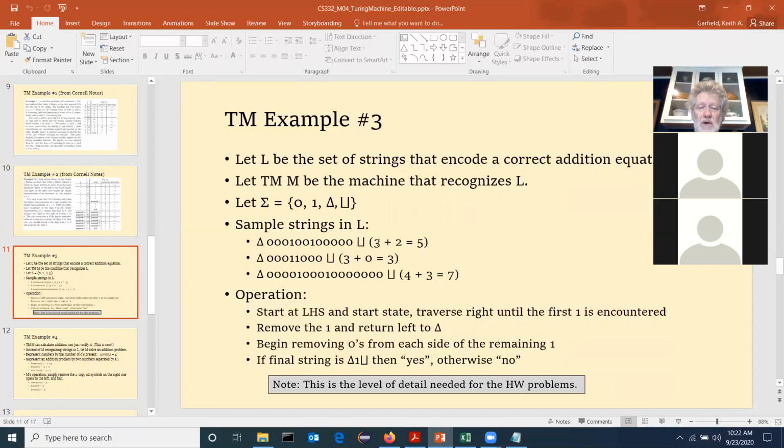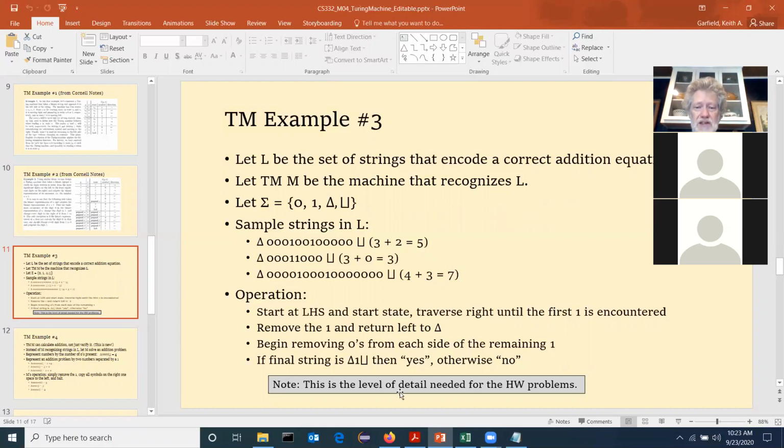And what I'm doing is I want that string to represent 3 plus 2 equals 5, and I want to verify that I have a correct addition equation. So all I have to do is start at the left-hand side in the start state. I traverse to the right, copying over the string. I don't change the string. And then I see the 1, and I just remove the 1. Then I go back to the left-hand side, and I start to the right, remove a 0.